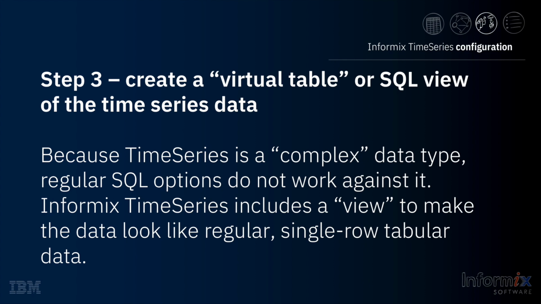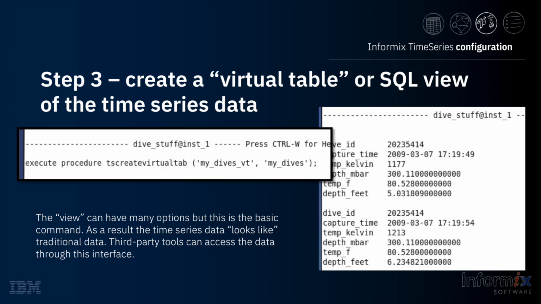Because time series is an object-oriented data type, standard SQL operations can't execute against it. For third-party tools such as IBM Cognos or regular SQL operations to use the data, a special view called a virtual table can be created to mask the data so it appears like regular tabular columns and the operations can execute. There are a large number of options available when creating a time series virtual table, but this example is the most basic. The results of an SQL query through the virtual table to time series data is illustrated as well. It looks like regular tabular data.